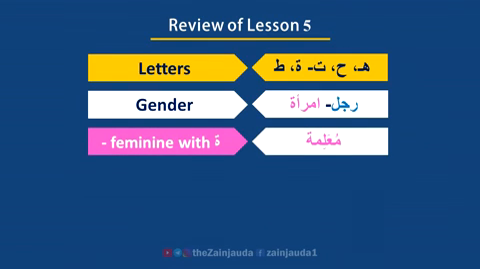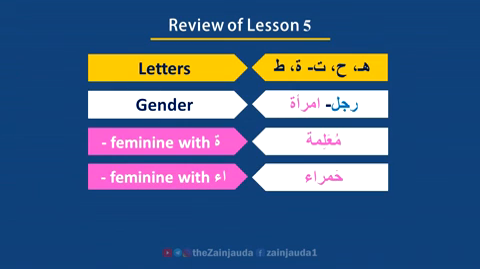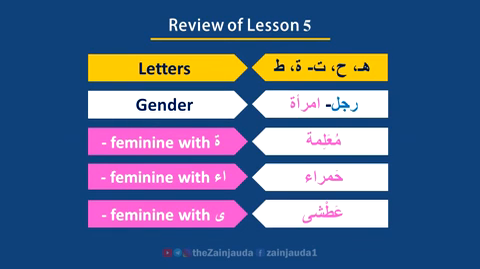The first one, which we explained in details, ends with ta al-marbuta like muallima. The second one, which we will explain today, ends with alif al-mamduda, alif and hamza, like hamra. And the last one ends with alif al-maqsura, like atsha. This is a quick review of lesson number 5. Please check the link in the description for the complete lesson.